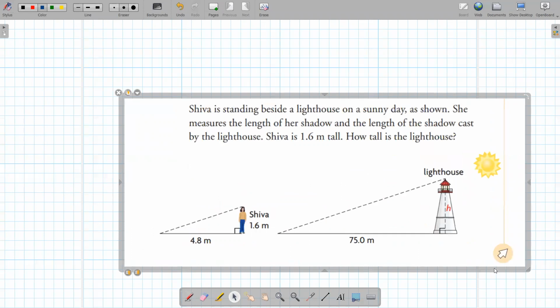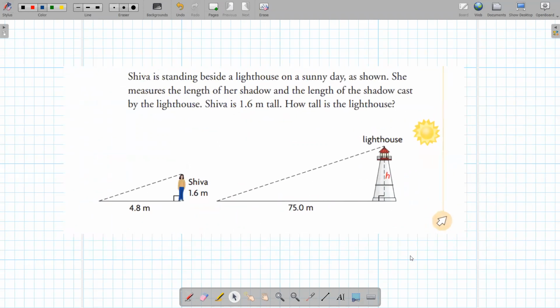So this person's standing behind a lighthouse. And the question is, how tall is the lighthouse? The question is, which two angles do they both have in common? Because in order to use the scale factor, we have to show that the two triangles are similar. They both have a right angle, that's right. What else?